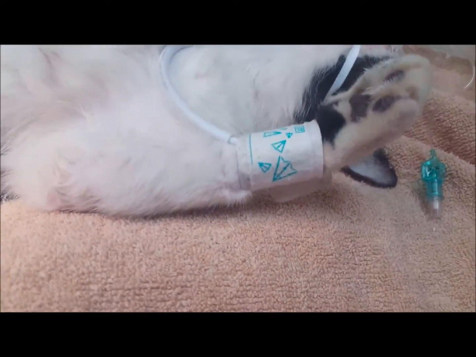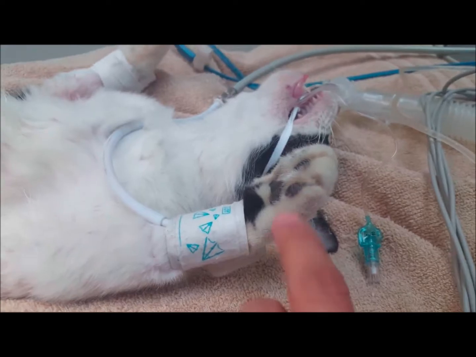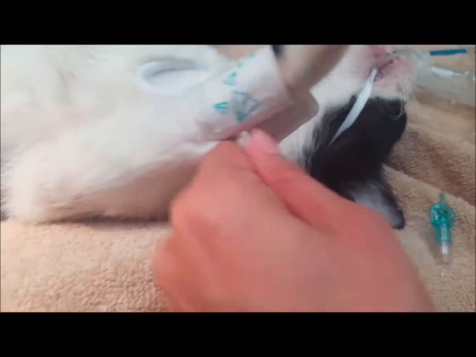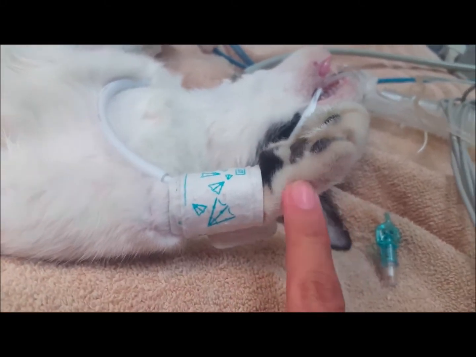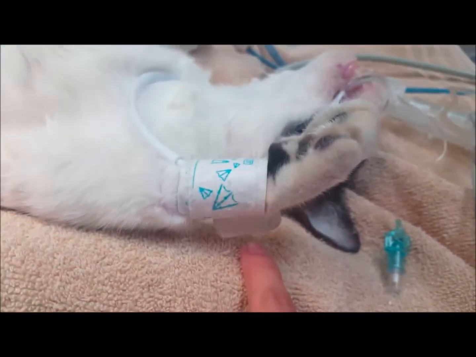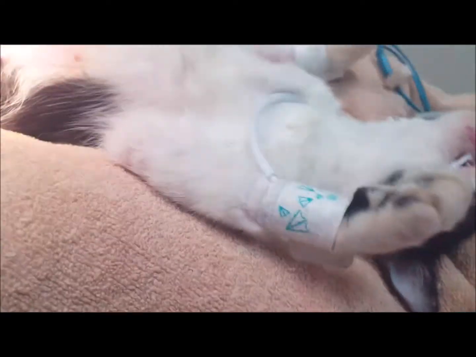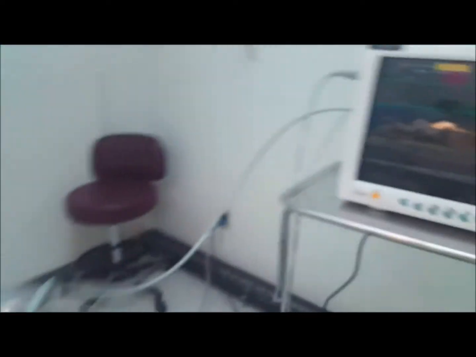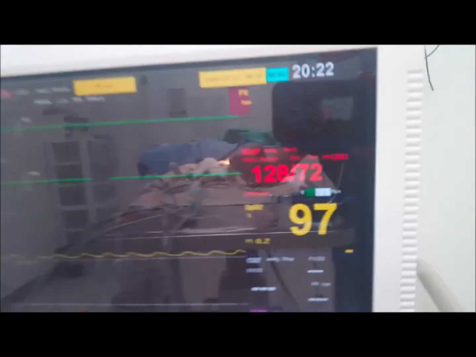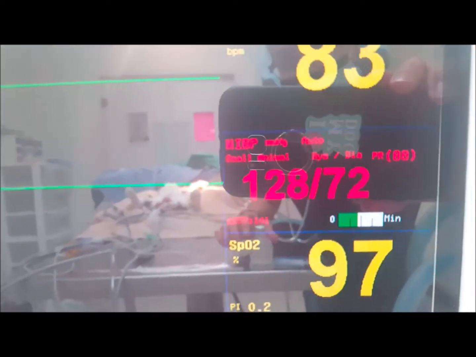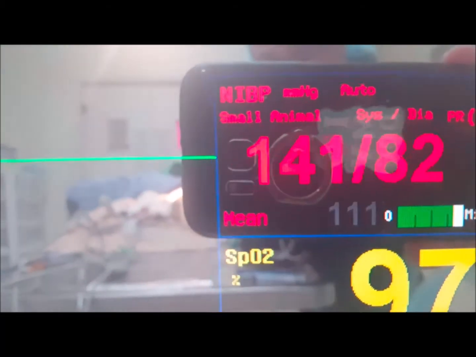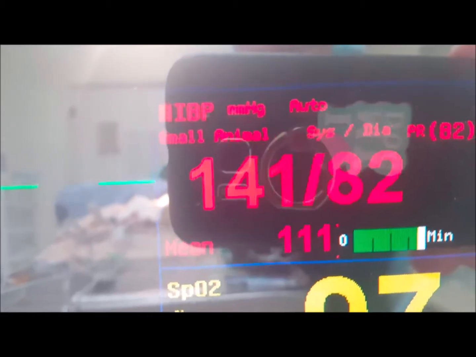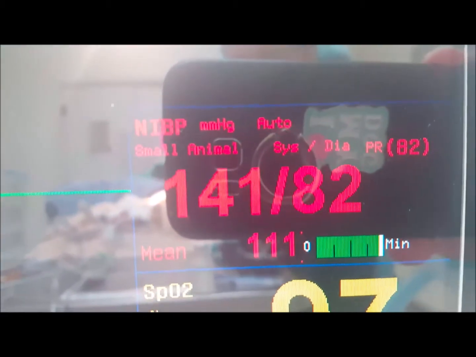So here we can see how our pressure works. We have it on our cat's arm or her paw, and then we press a button that will inflate the cuff right here, and then it'll show us our patient's systolic and diastolic pressures. It will also pop up the mean arterial pressure after a few seconds as well.